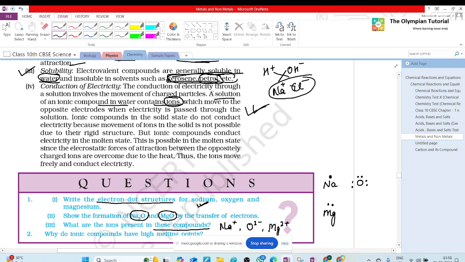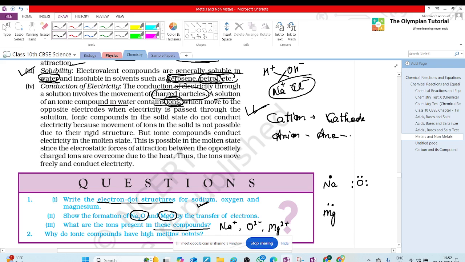Are you okay with it? Conduction of electricity through a solution involves the movement of charged particles. Charged particles means plus and minus ones. A solution of an ionic compound in water contains ions, and ions move towards the oppositely charged electrodes: the cation will go towards the cathode, and the anion will move towards the positively charged anode.